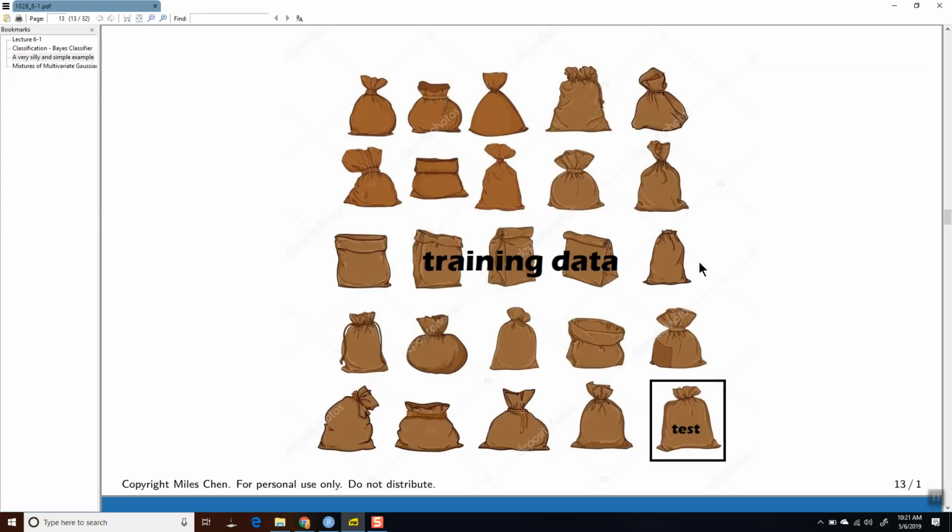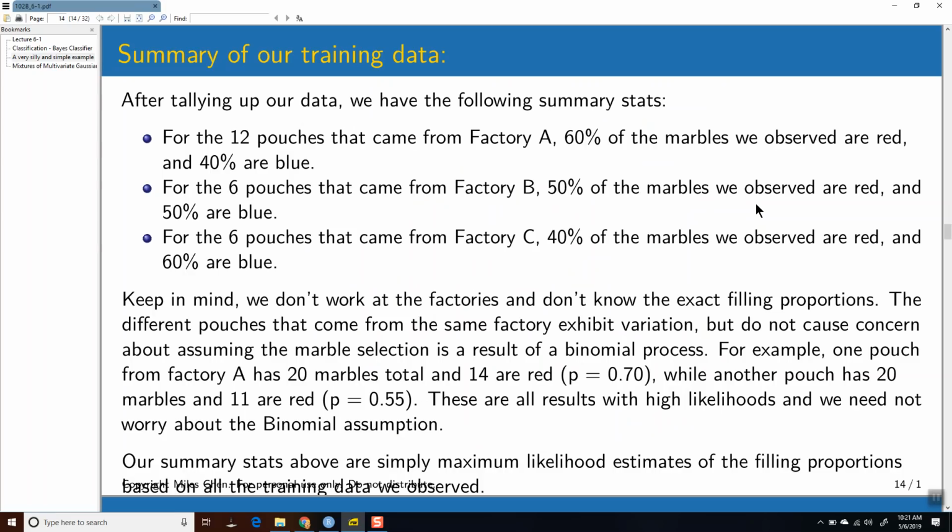And here's our training data. I found a bunch of pouches, and then we got our one test case. These are all labeled A, B, or C. Half of them are A, and 6 are B, and 6 are C. Then we go through all of our training data, and we're going to summarize it with these summary statistics.